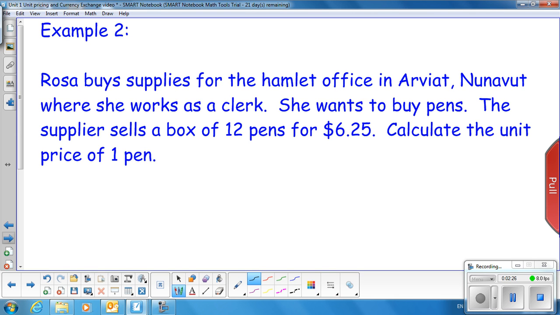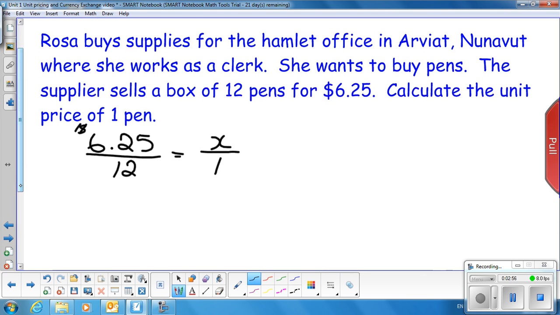Rosa buys supplies for the Hamlet office in Iqaluit, Nunavut, where she works as a clerk. She wants to buy pens. The supplier sells a box of 12 pens for $6.25. Calculate the unit price of 1 pen. Again, our money goes in the top, so $6.25, and that gives us 12 pens. I want to find how much for 1 pen.